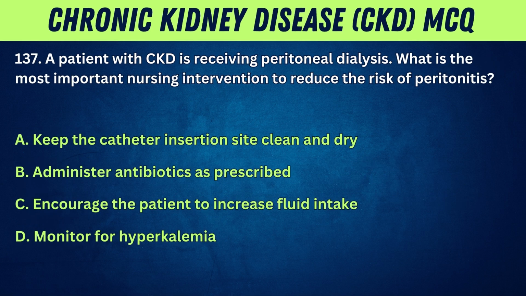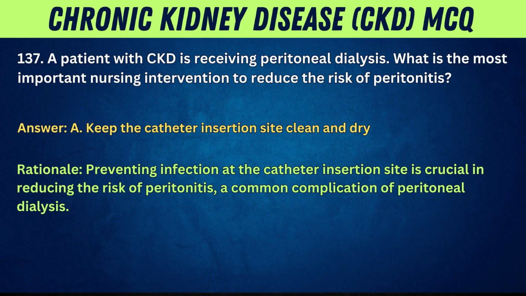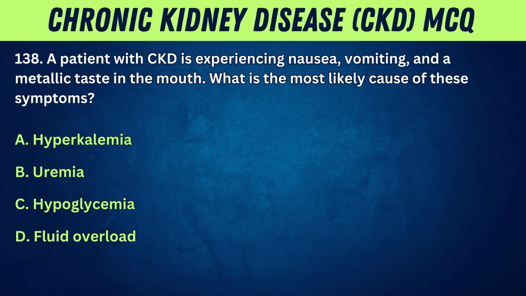137. A patient with CKD is receiving peritoneal dialysis. What is the most important nursing intervention to reduce the risk of peritonitis? A. Keep the catheter insertion site clean and dry. B. Administer antibiotics as prescribed. C. Encourage the patient to increase fluid intake. D. Monitor for hyperkalemia. Answer: A. Keep the catheter insertion site clean and dry. Rationale: preventing infection at the catheter insertion site is crucial in reducing the risk of peritonitis, a common complication of peritoneal dialysis.